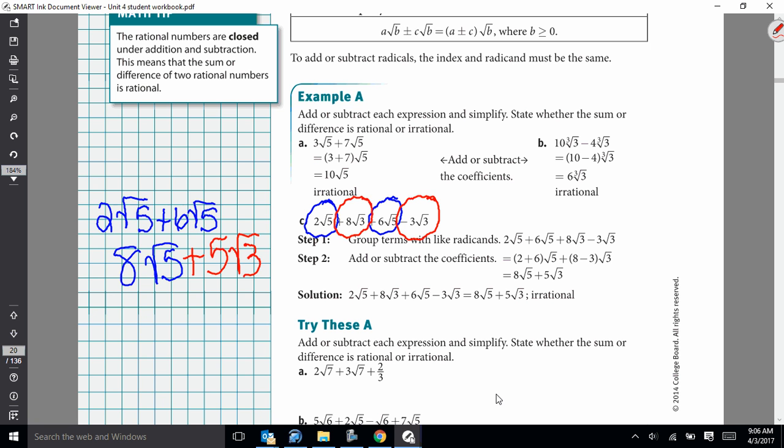And that's essentially what they have written over here. So we have 8 square root of 5 plus 5 square root of 3. And that's it. We don't write it in any other way. We just leave it like that. And that's in irrational form. And remember, irrational just means that we can't write it as a fraction. It's some decimal that goes on forever. And that's okay.